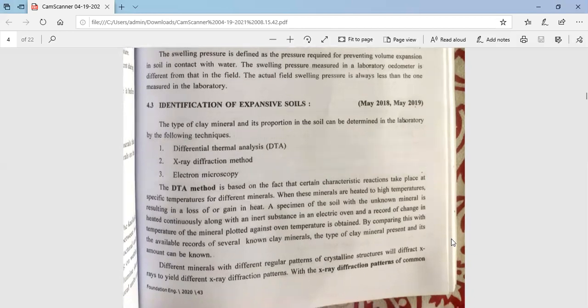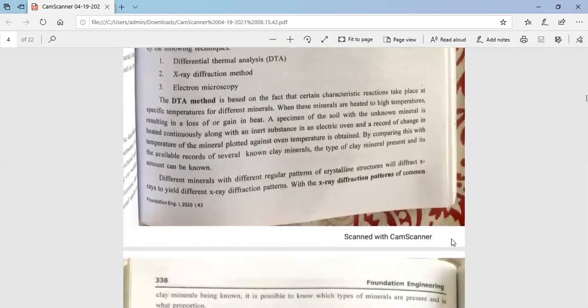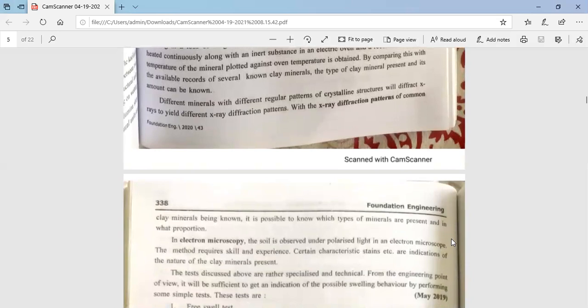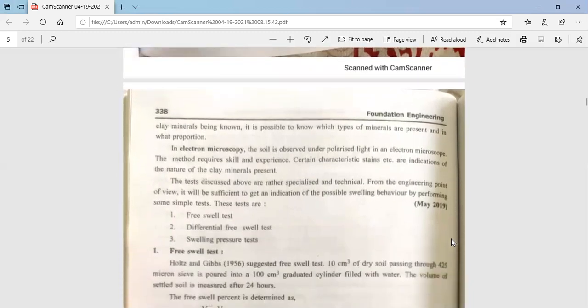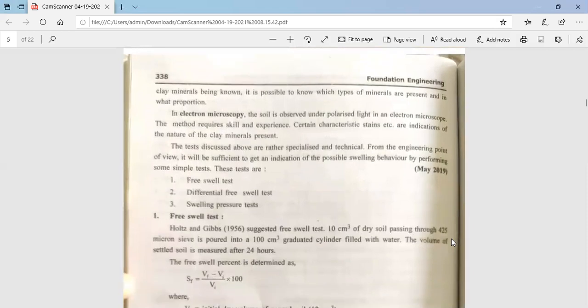the type of clay mineral present and its amount can be known. So different minerals with different regular patterns of crystalline structures will affect the X-ray to yield different X-ray diffraction patterns. With the X-ray diffraction patterns of common clay materials being known, it is possible to know which type of minerals are present and in what proportion.